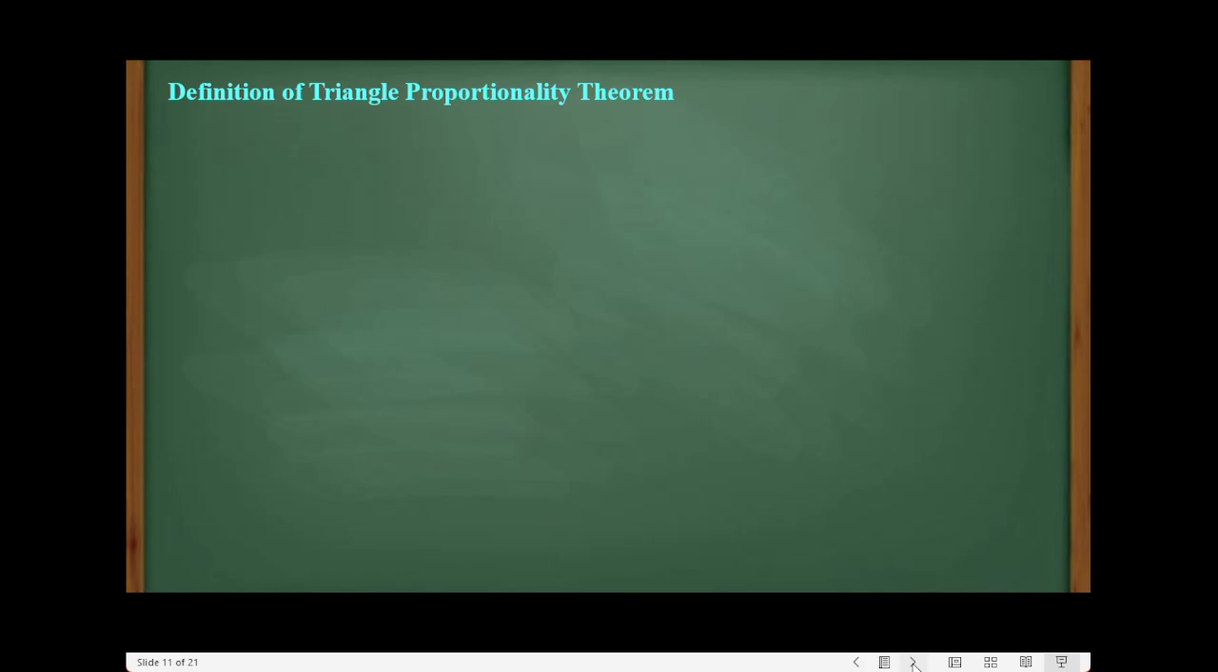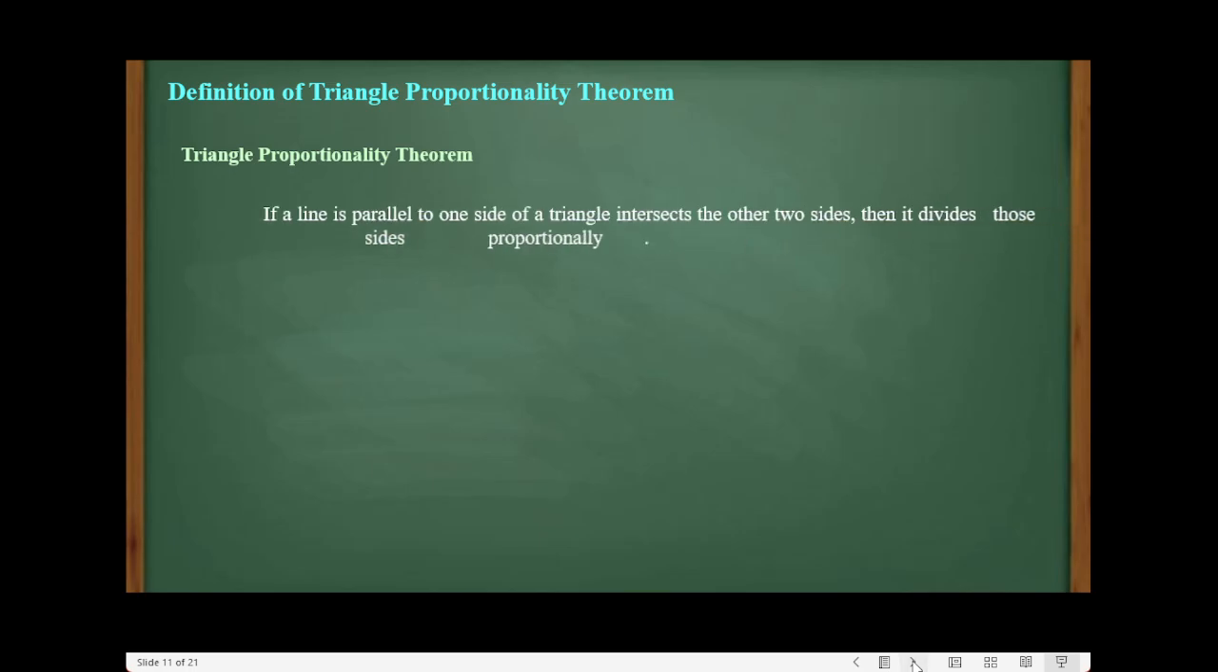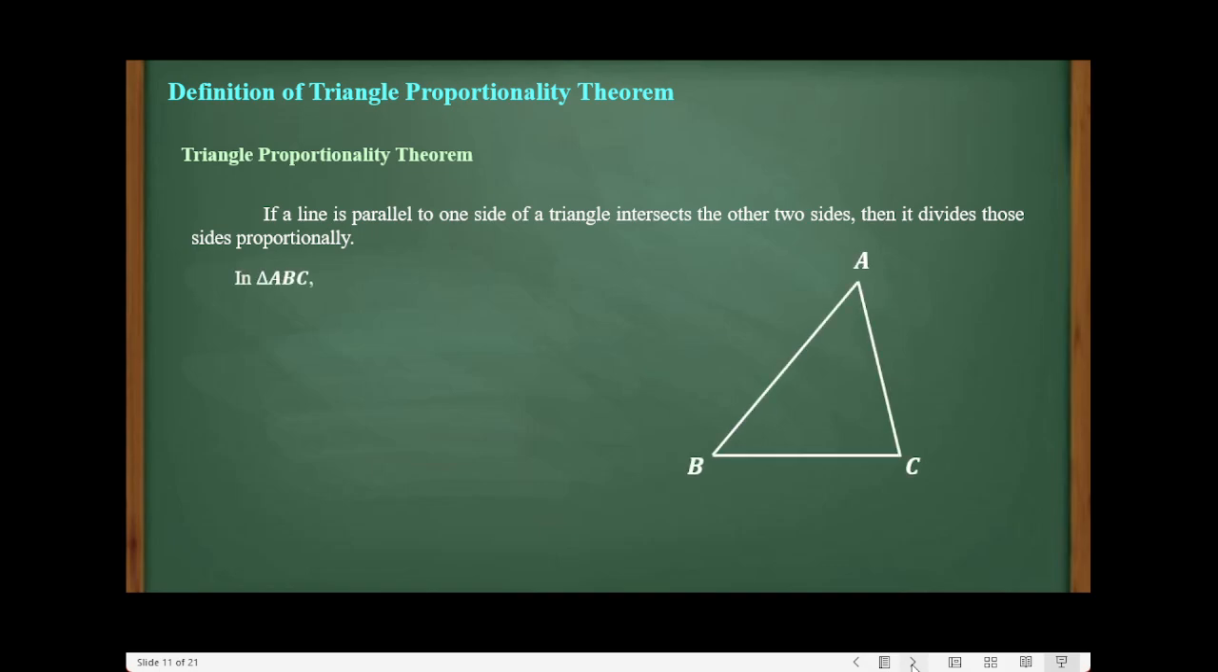Now we have the definition of the triangle proportionality theorem. The theorem states that if a line parallel to one side of a triangle intersects the other two sides, then the line divides those sides proportionally. Now, for us to understand such theorem, let us illustrate.